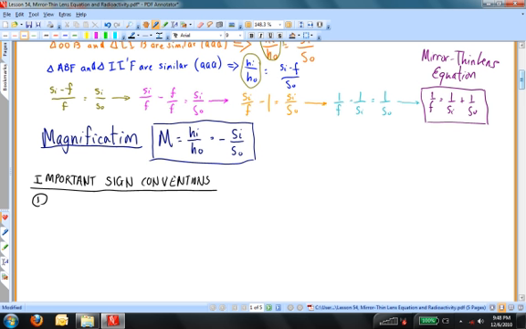The first sign convention has to do with object information. The sign convention is that any number that's associated with the object is always a positive number.